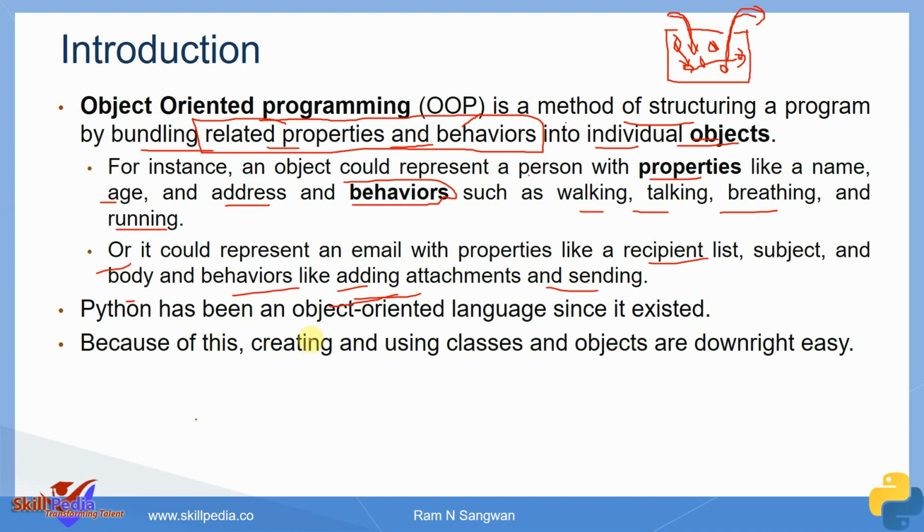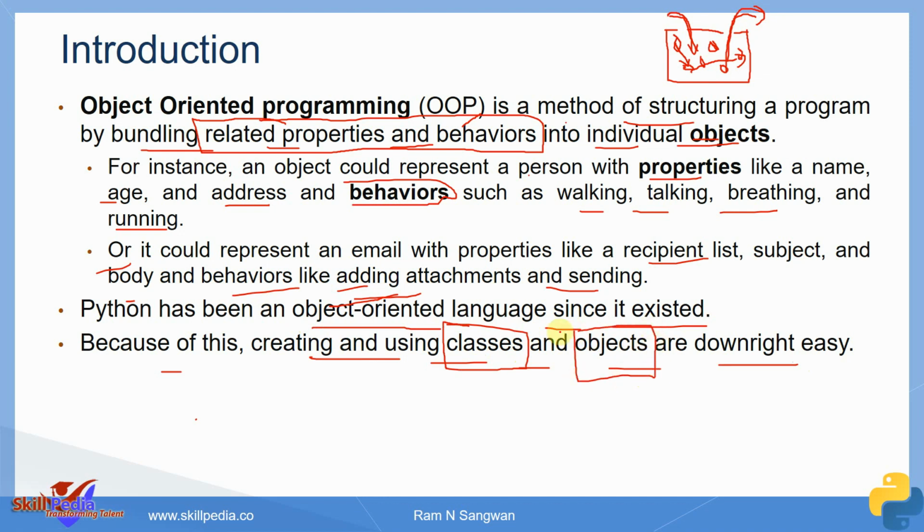Python has been object-oriented programming since it existed. Because of this, creating and using classes and objects is downright very easy in Python. Classes and objects. Now you can see the definition here itself. If you have understood what I explained, I'm sure you can define the terms class and object now.